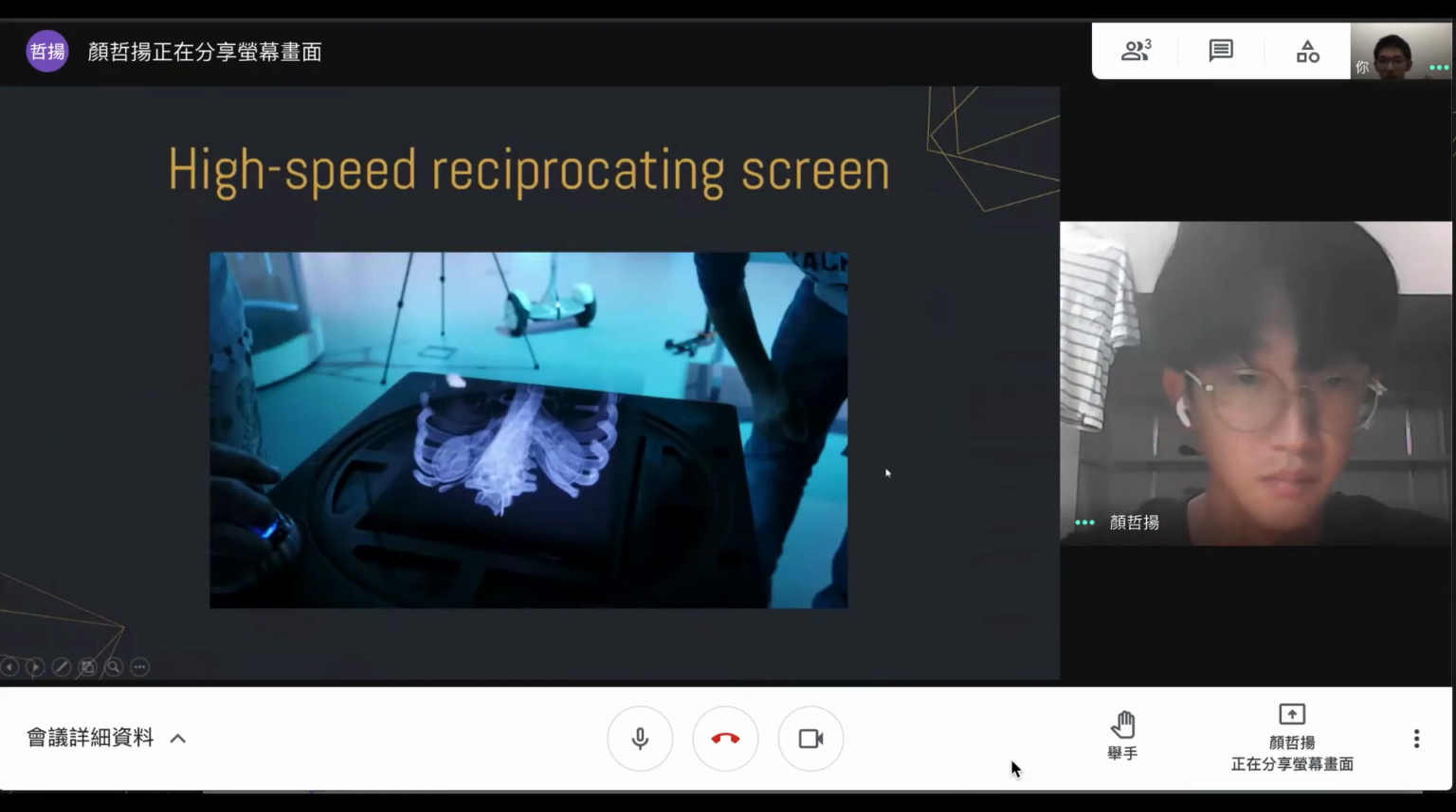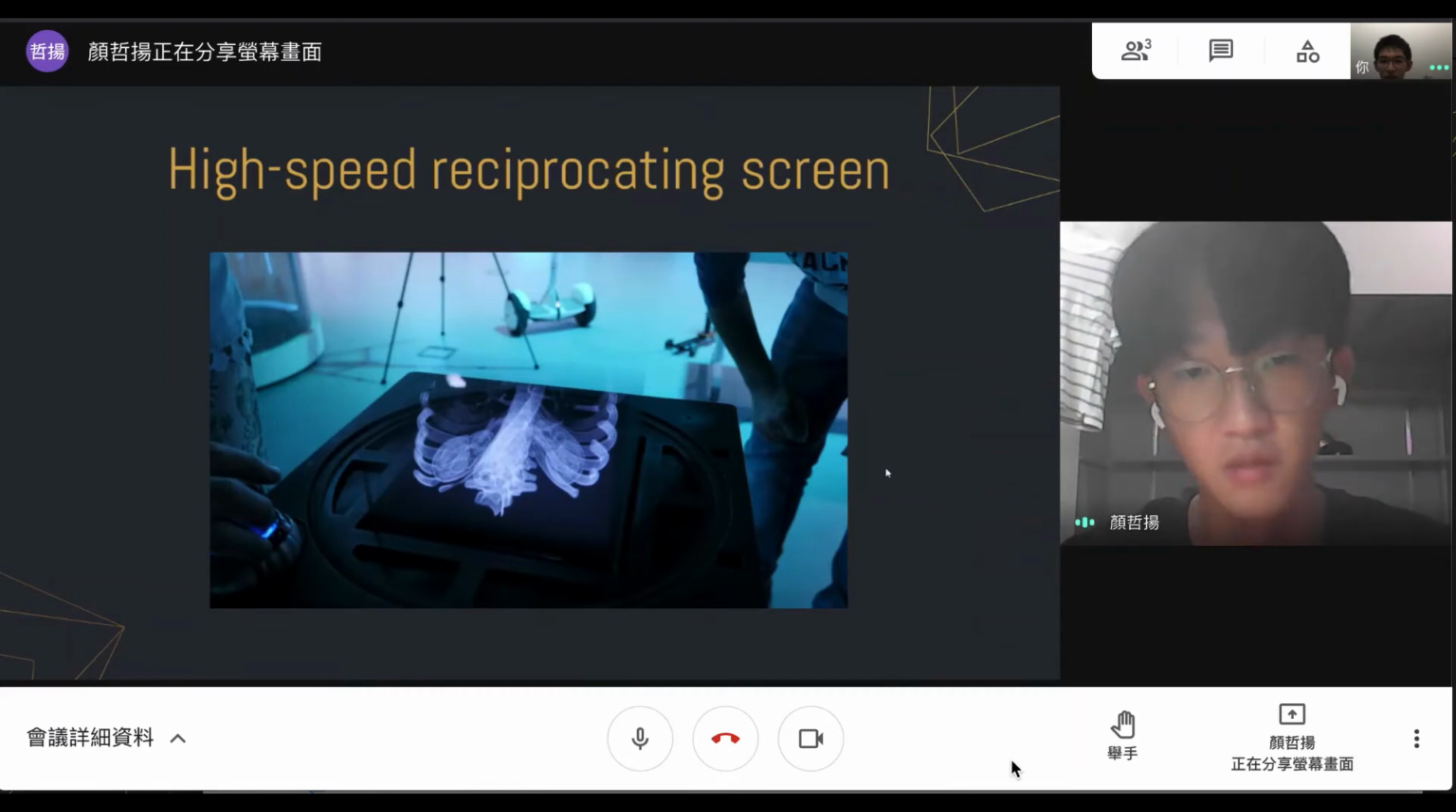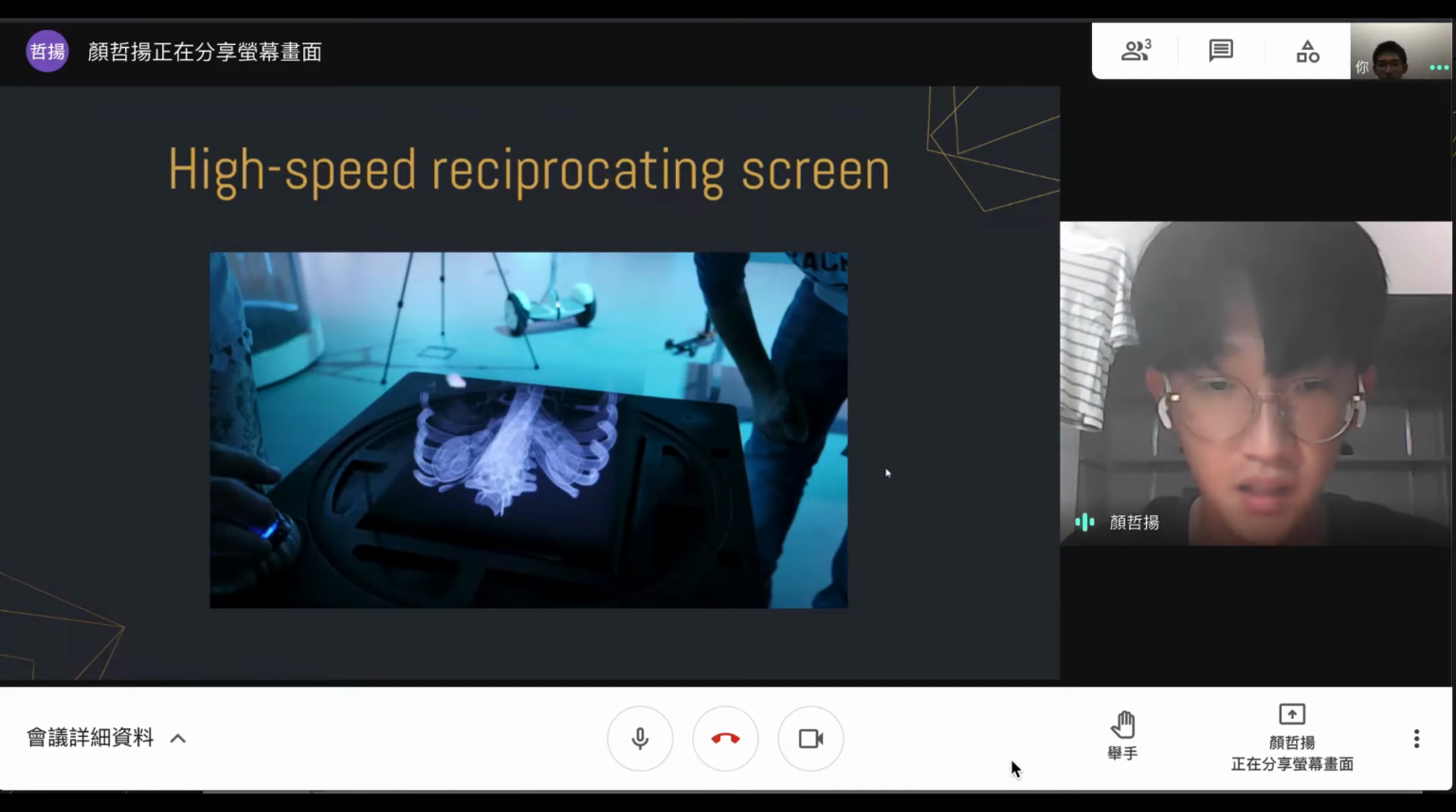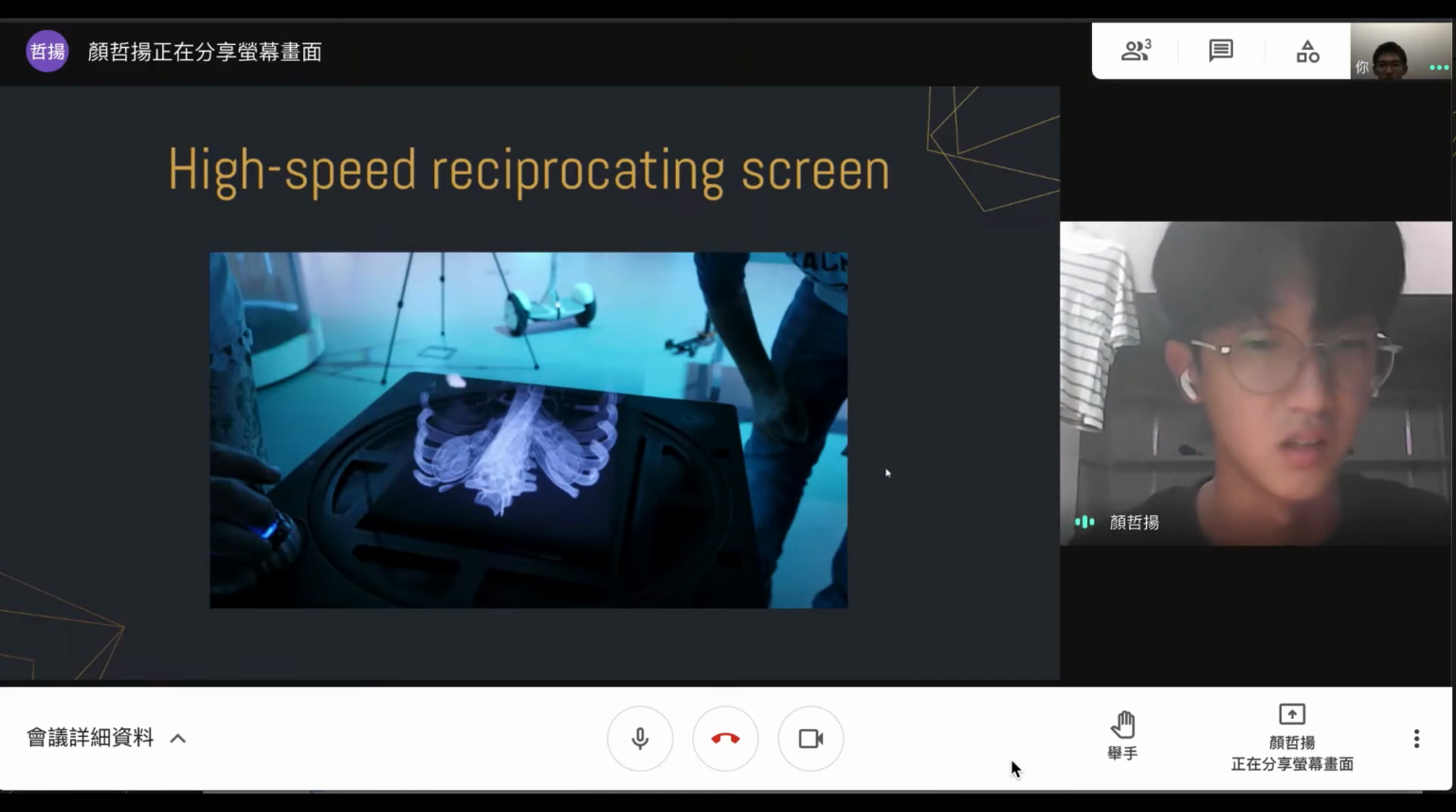High-speed reciprocating screen. The theory of high-speed reciprocating screen is similar to both holographic smokescreen and fan-type holograms. The smoke is replaced by a reciprocating screen, and the screen also becomes nearly invisible due to its high speed. Combining the advantages of the other two techniques, high-speed reciprocating screen can be seen from any angle and has a clear image. In my opinion, it's almost real hologram. However, it needs media, so it is still not real hologram.